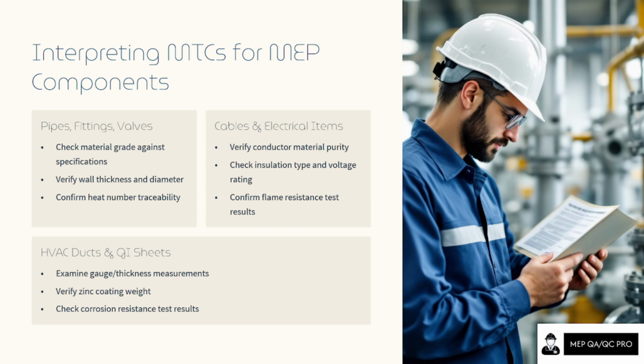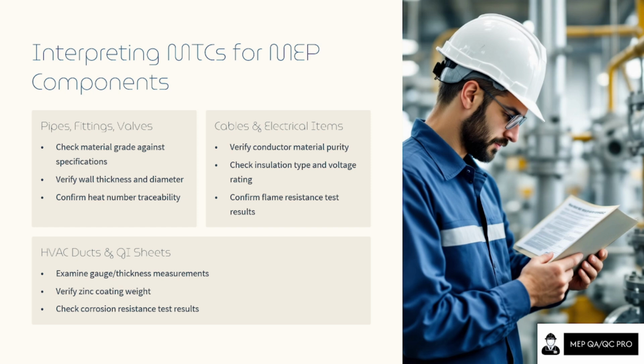The first one is pipes, fittings and valves. Check the material against the specification, wall thickness, diameter, and confirm the heat number and traceability. All this you will need to check in your DO and in your material submittal. Then you will cross check in the material test certificate.